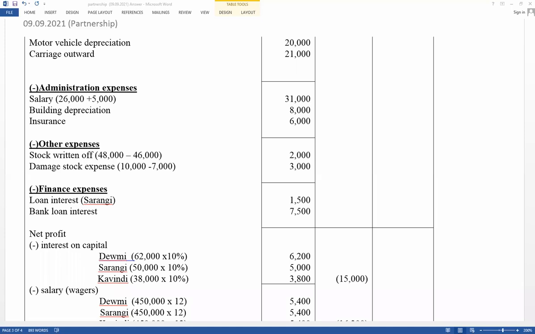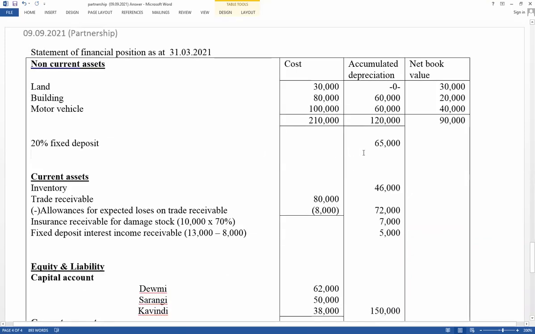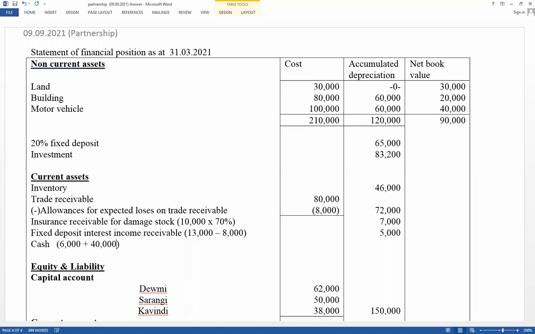Then the financial position. Investment is given in between current and non-current assets. Then the cash balance should be included under current assets. The cash correct value equals the trial balance figure of 6,000 plus the cash introduced as capital by the new partner, 40,000. Therefore, the closing cash balance equals 46,000.